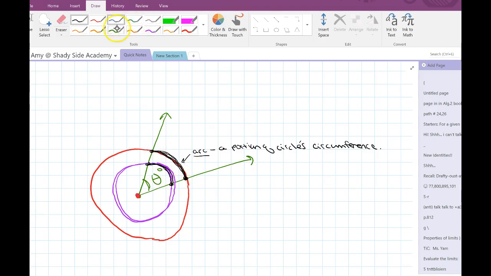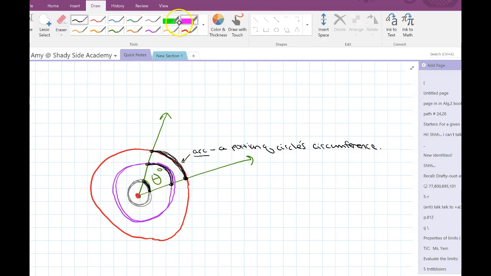And I can even exaggerate this and say, what if I made the circle like this, right? What if the circle was like this? Again, still the center, and still the same angle, but take a look. This arc is clearly shorter than this arc, which is shorter than this arc.